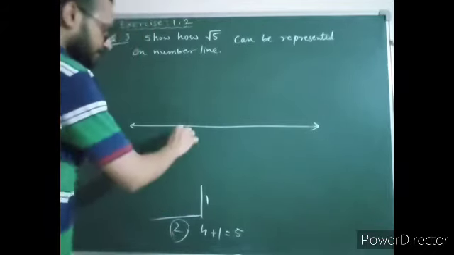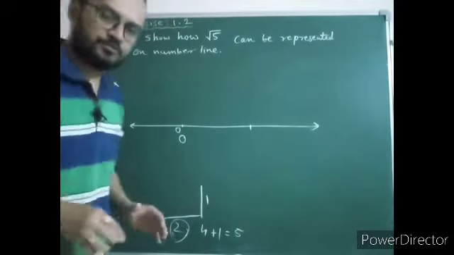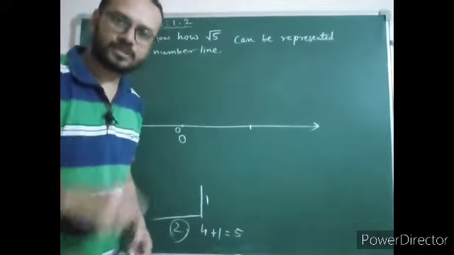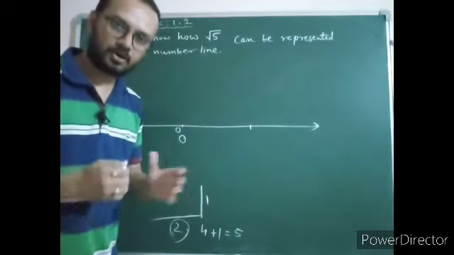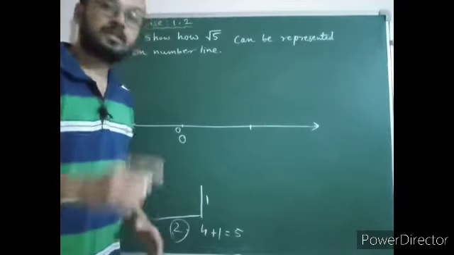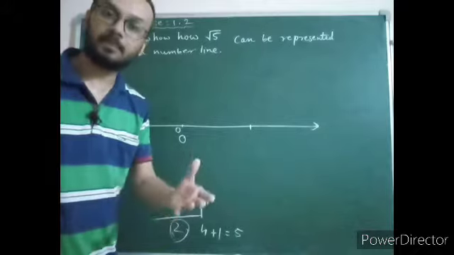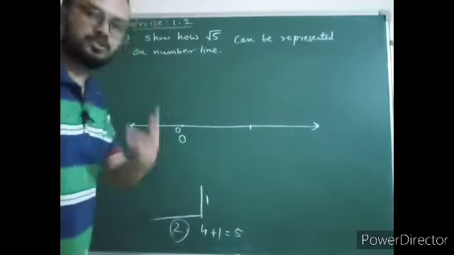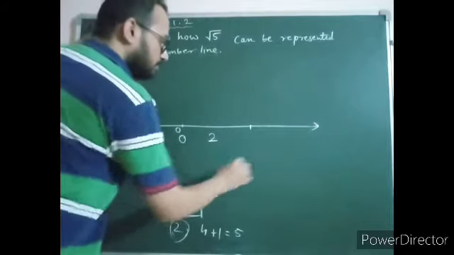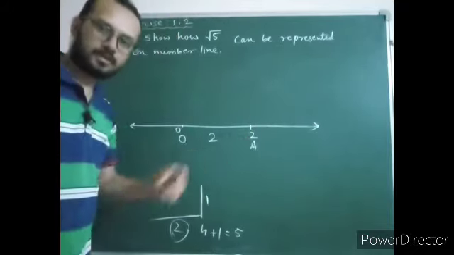Let us do it. Here you have to take this distance as 2 units. If you are taking 1 unit equal to 3 centimeter, then you have to take 2 units equal to 6 centimeter in your notebook. If you are taking 1 unit equal to 4 centimeter, then you have to take 2 units equal to its double, 8 centimeter. So this distance is considered to be 2 units. So that point A will indicate point 2 on the number line.